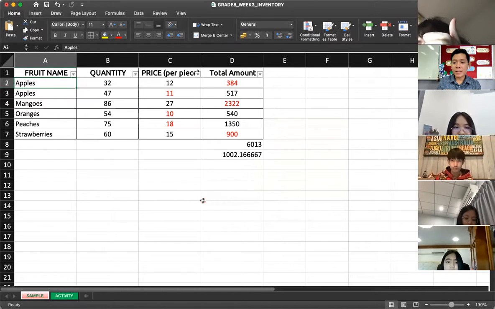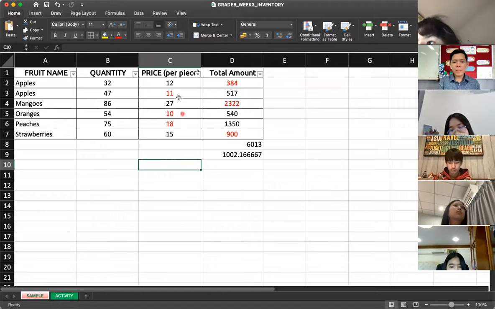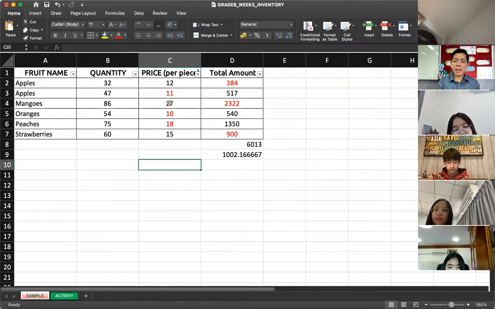Are you sure? Okay, now students, how about if you want to get the highest and the lowest number? For example, we have price here, right? So for example, you want to get the highest price. How would you do that? Any idea? What's the highest price here, by the way? 27. 27, right? So how would you get the 27 using a formula in Excel?